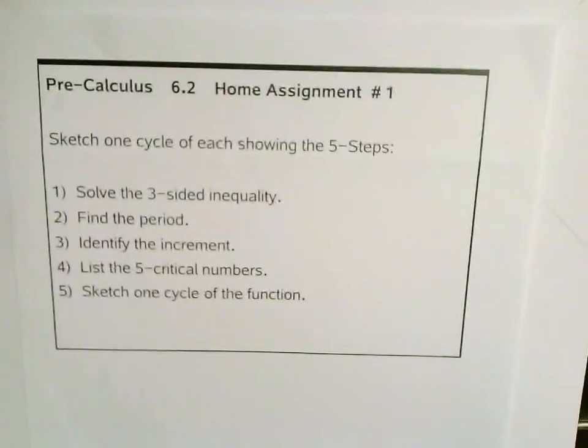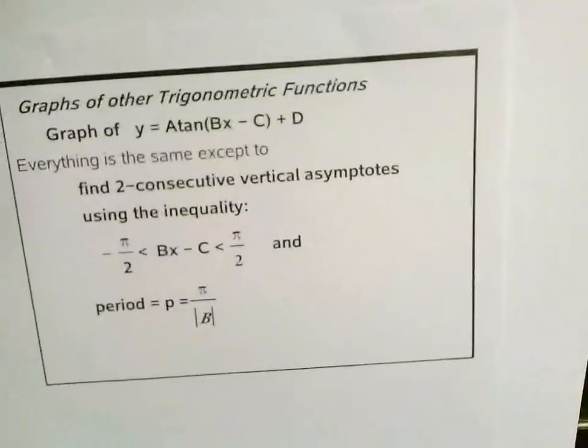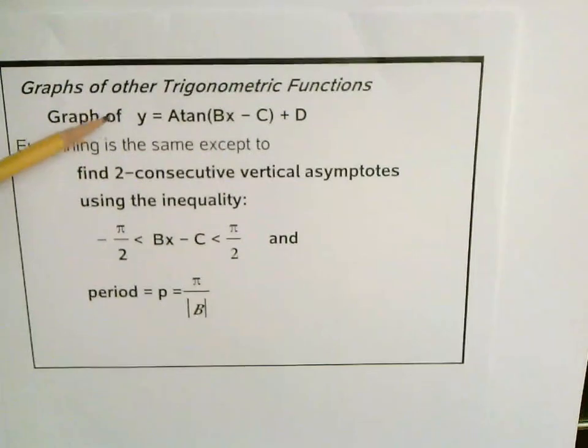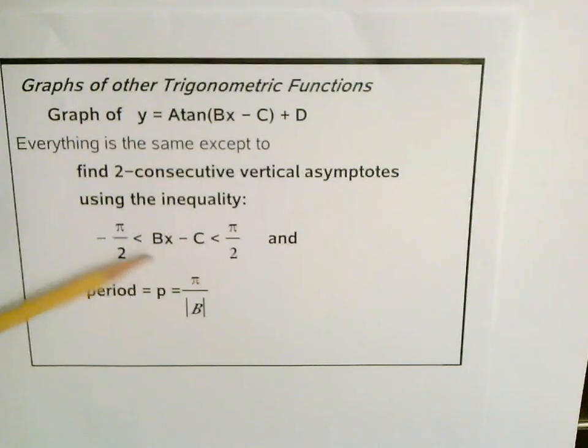Let's review our 5 steps. Solve the three-sided inequality, find the period, identify the increment, list the 5 critical numbers, and sketch one cycle of the function. When we are graphing a tangent function, remember this is our general formula right here with the a, b, c, d. And we always use this inequality with endpoints being negative pi over 2 and pi over 2. This is the inequality that we use for the tangent function only. And the period is pi divided by the absolute value of b.